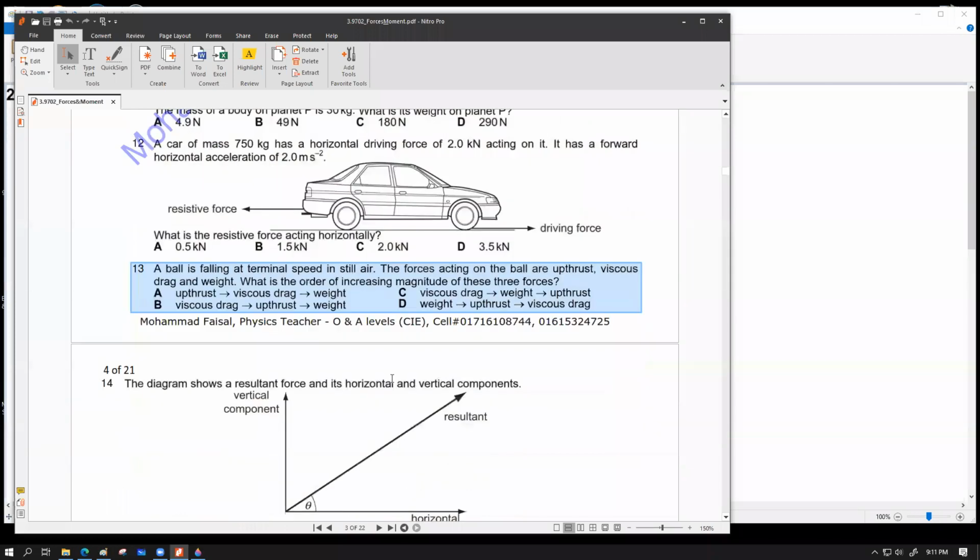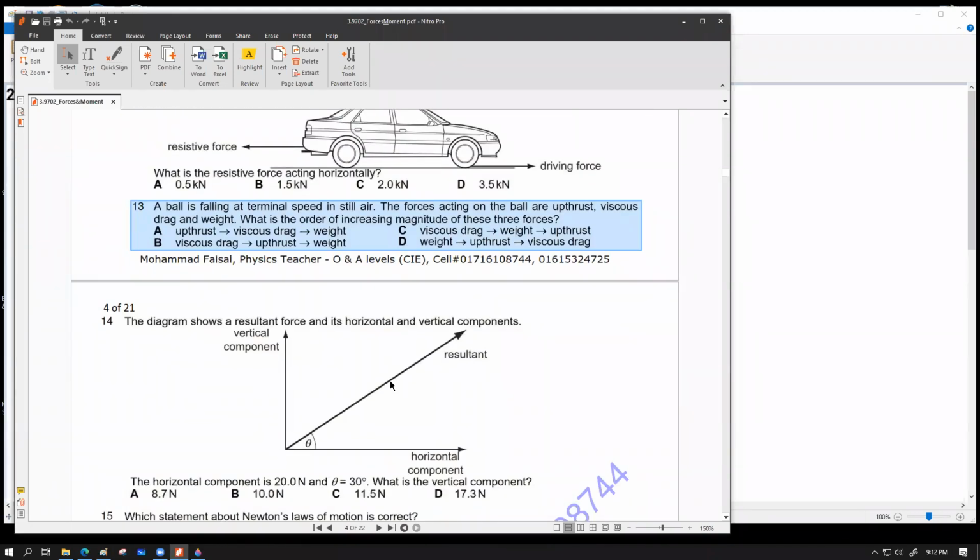Sir, and viscous drag? Viscous drag, or drag, is the force due to the motion as the object moves through a fluid. It collides with the fluid particles. That's how we get viscous drag.